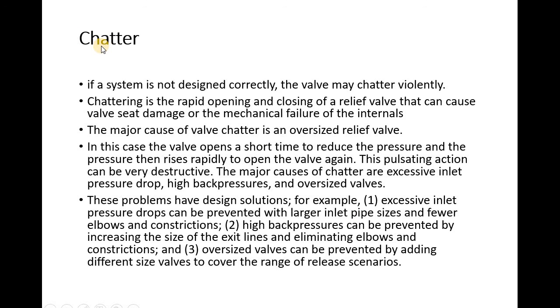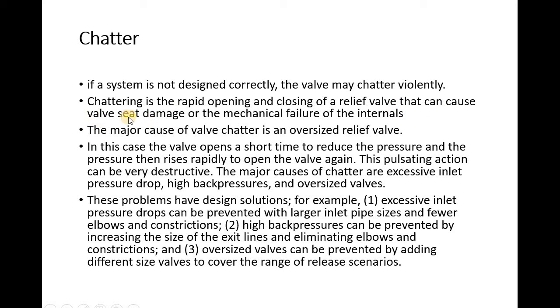What do we have? One of the things that we do have with valves is that they chatter. They chatter up and down, okay? They play. What do we mean by chatter? It happens if a system is not designed correctly. They may chatter violently. Chattering is the rapid opening and closing of a relief valve. It opens, it closes, it opens, it closes. Why? Maybe because you have put a wrong valve in that place.